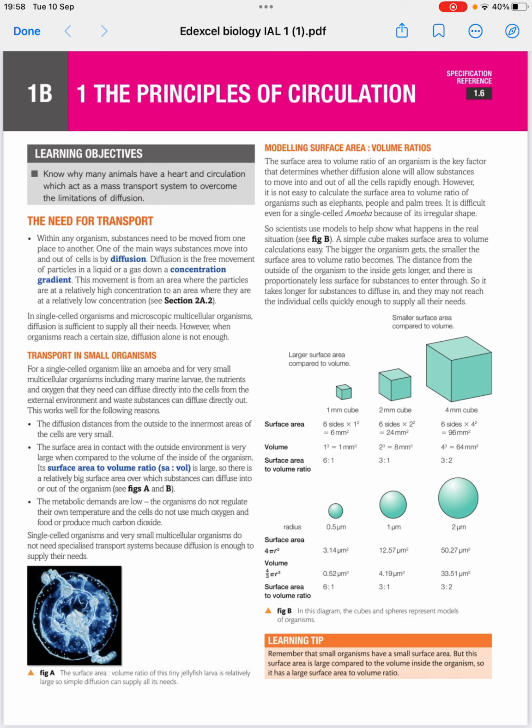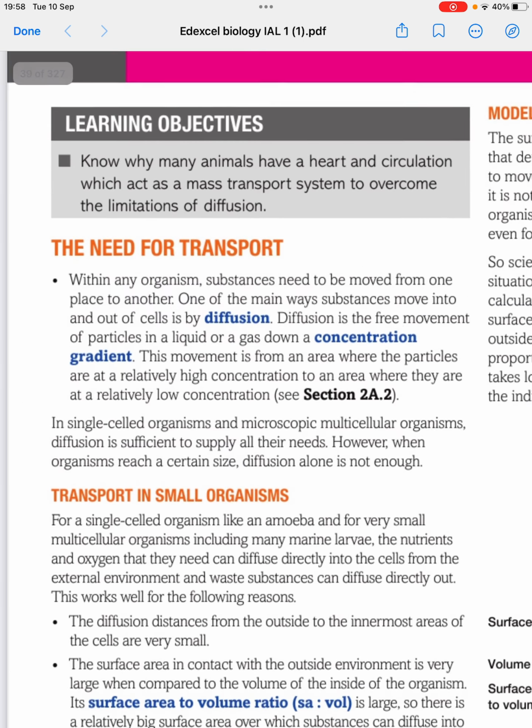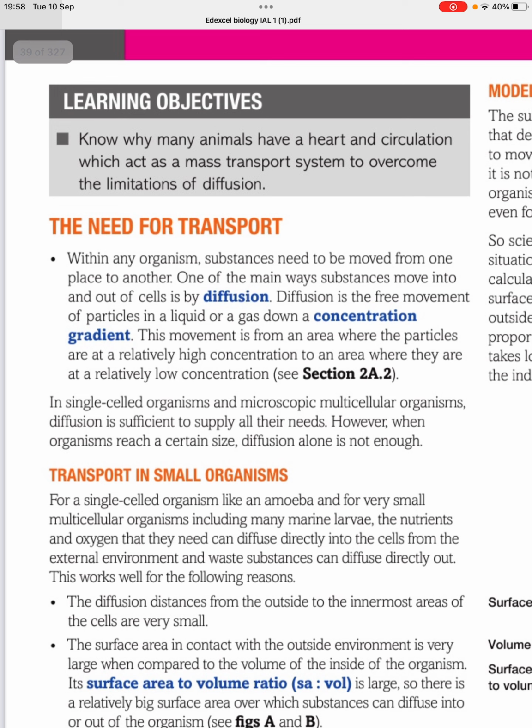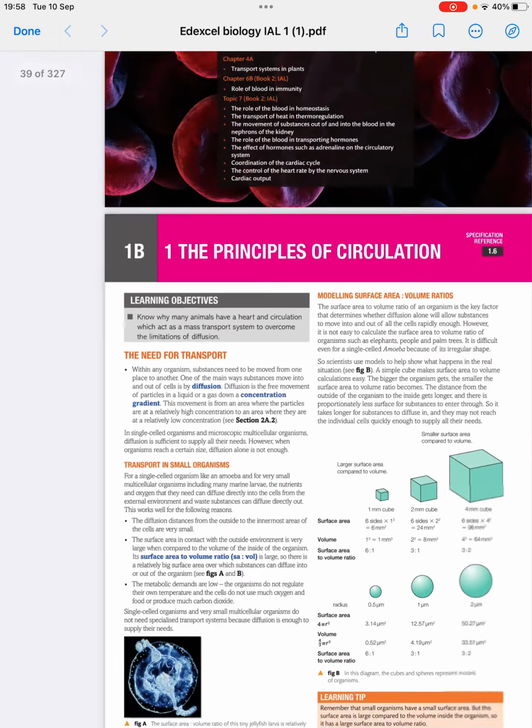Now let's think a bit bigger. The principles of circulation. To transport anything, there should be components or there should be some needs for transportation. Within any organism, substances need to be moved from one place to another. One of the main ways substances move into and out of the cell is by diffusion.